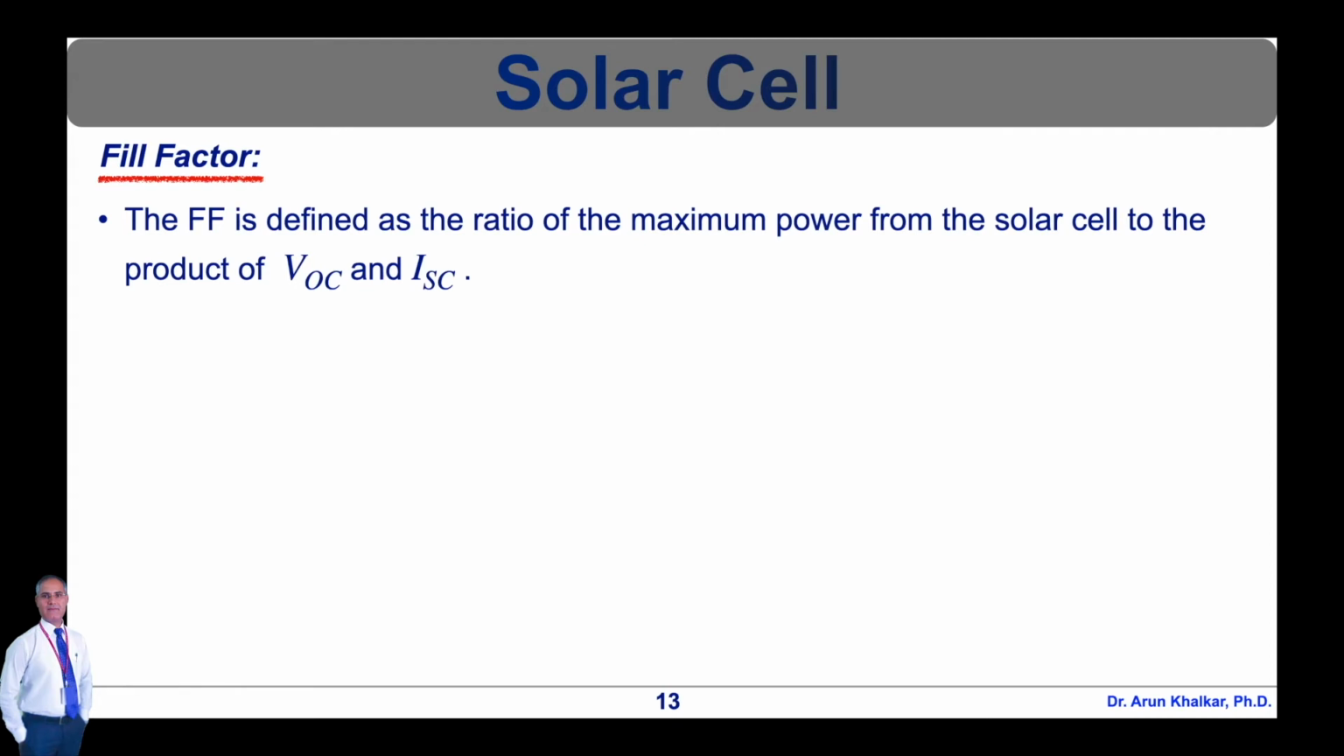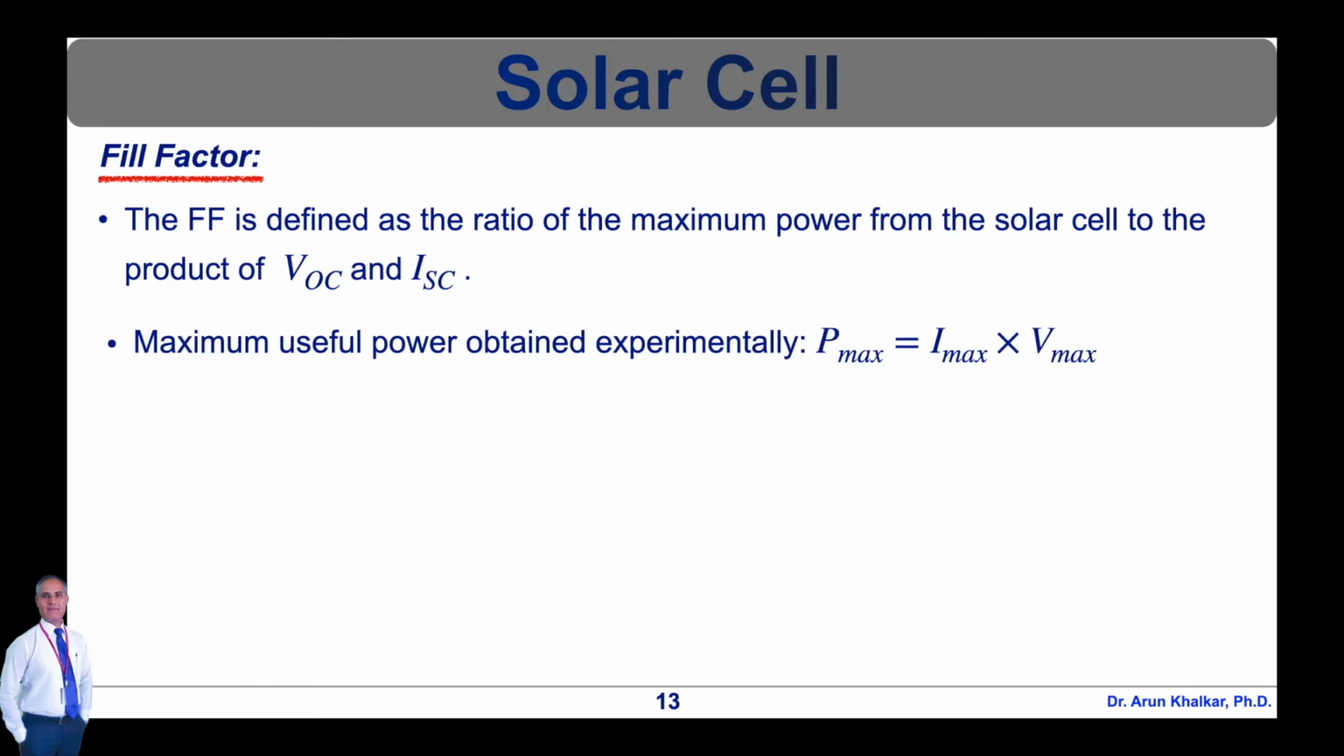The fill factor is defined as the ratio of the maximum power from the solar cell to the product of open circuit voltage and short circuit current, so that the maximum useful power obtained experimentally, that is Pmax, is equal to Imax times Vmax, where Pmax is the maximum power, Imax is the maximum current, and Vmax is the maximum voltage. The ideal power output from the solar cell, let's say P ideal, is equal to ISC times VOC, where Imax and Vmax are the maximum values of current and voltage obtained experimentally.